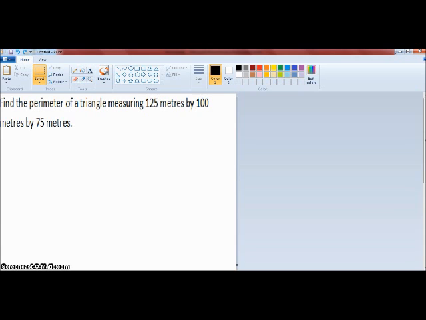The first question asked, find the perimeter of a triangle measuring 125 meters by 100 meters by 75 meters. Perimeter means the addition or the sum of all the sides of a shape. And what shape are we looking at here? We are looking at a triangle. So I'm going to draw a triangle.